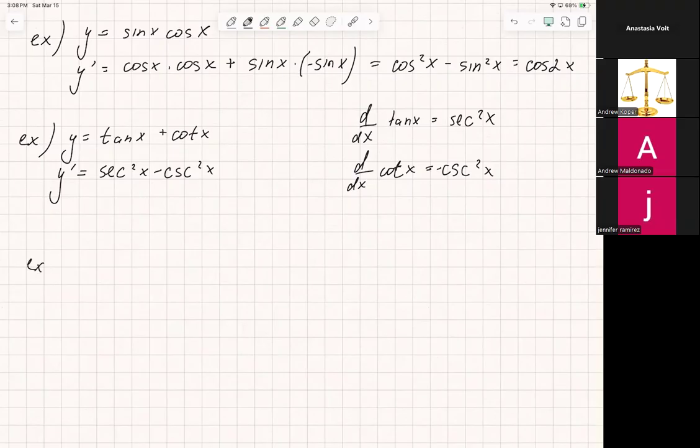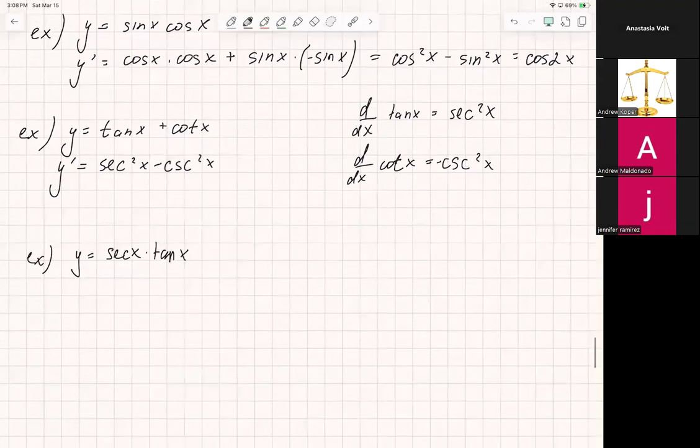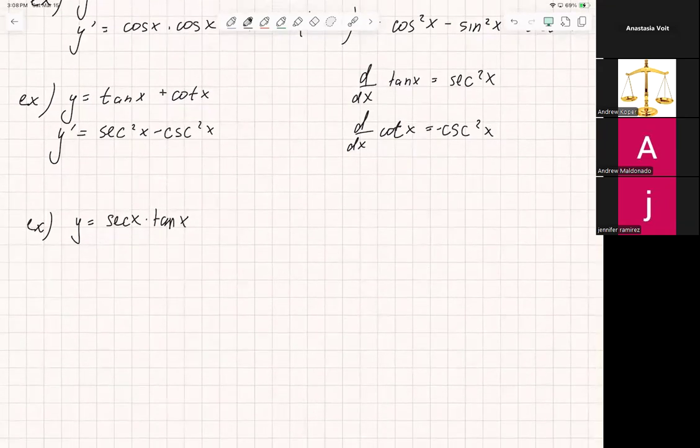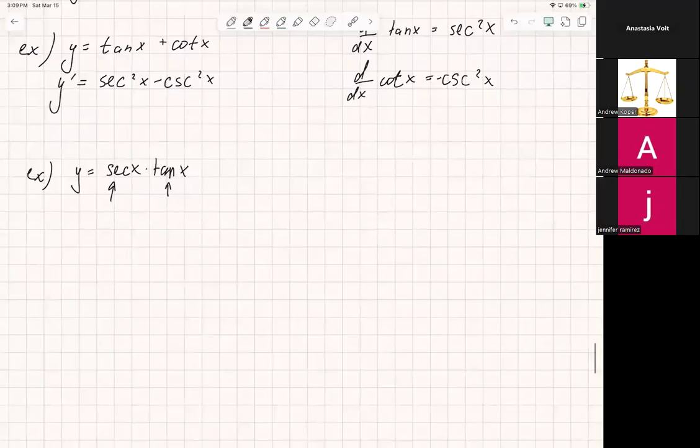secant x times tangent x. Okay. We know the derivative of tangent, and I just told you the derivative of the secant, but let's derive that. So what is d dx of secant x?